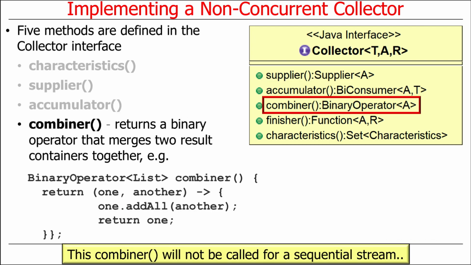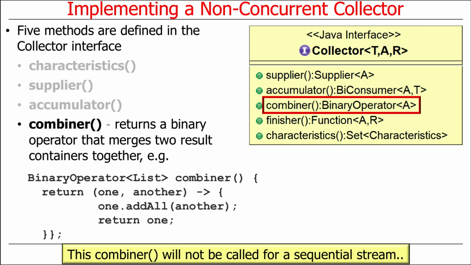The combiner is a binary operator that merges two result containers together. So you could see here, if we needed to have a combiner, and a combiner is not needed for a sequential stream, but it is needed for a parallel stream, even if it's a non-concurrent collector, then what the combiner does is it takes two lists and it adds another to one. And it's important to note a couple things.